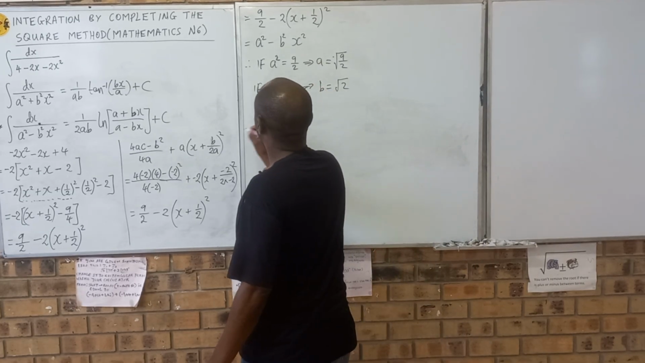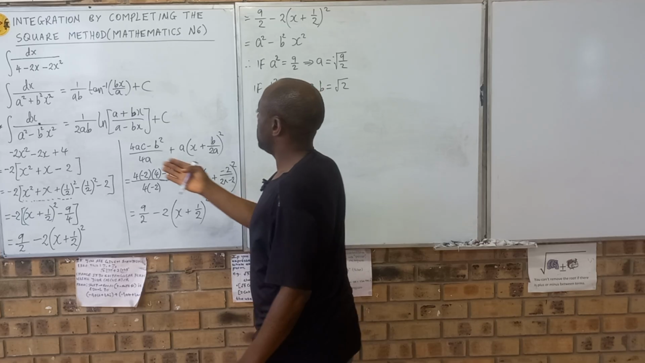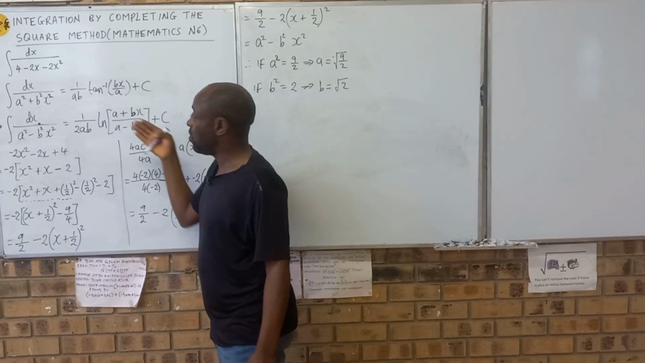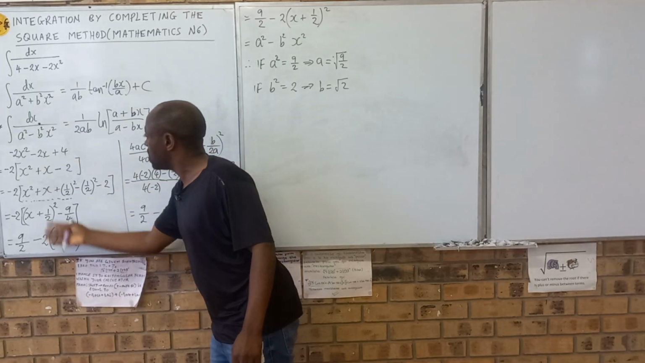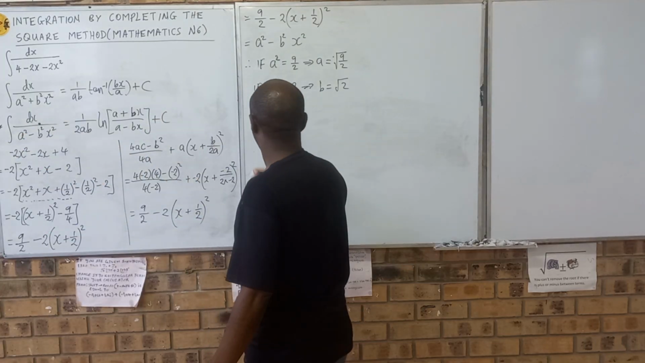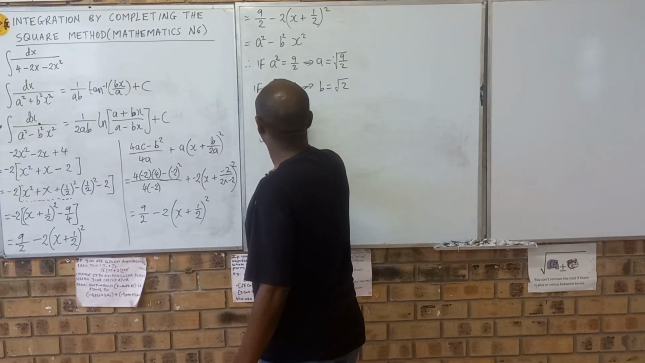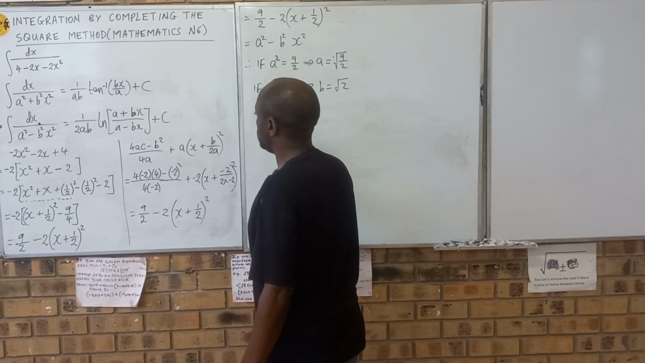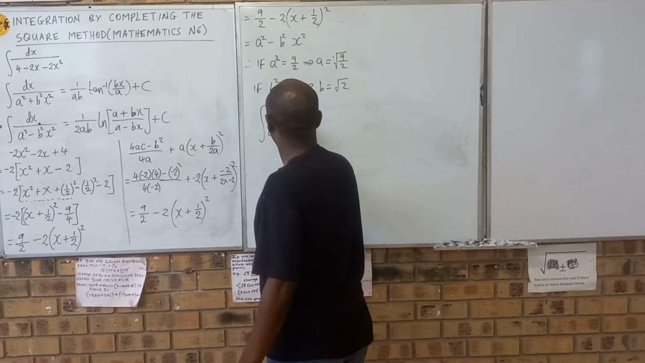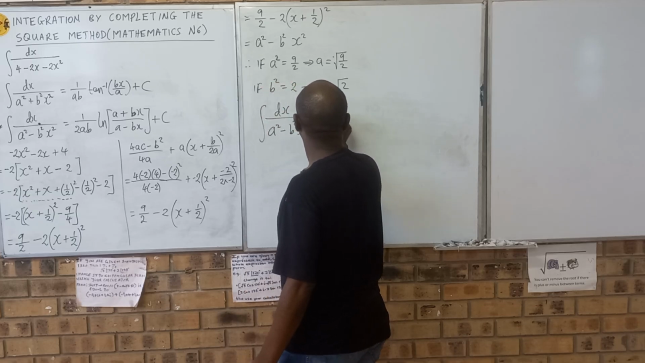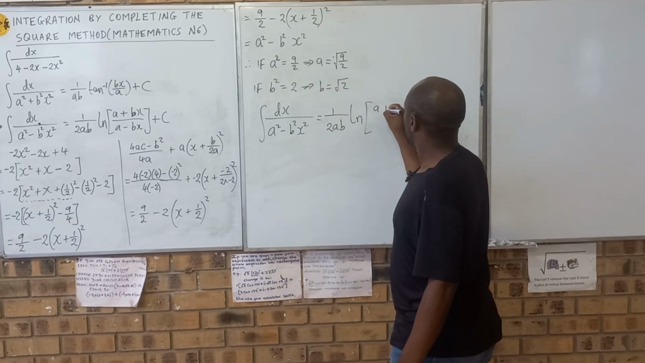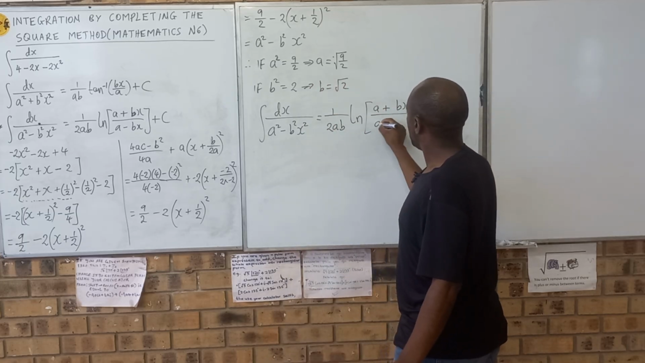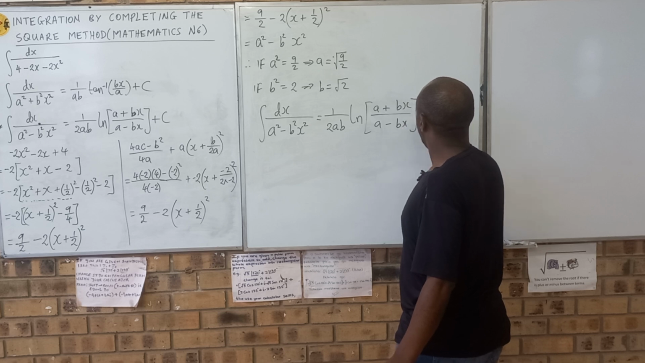So finally, to make life easy for me, I'll just copy the formula I've settled for because I have 2 options from page 4 of my formula sheet. After completing the square, I've settled for that one. So I'll copy it down. So copying it down, the integral of dx over a squared minus b squared x squared is equal to 1 over 2ab, the log of a plus bx over a minus bx, plus c.